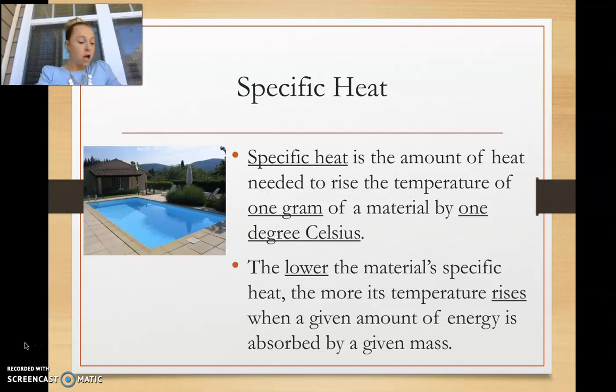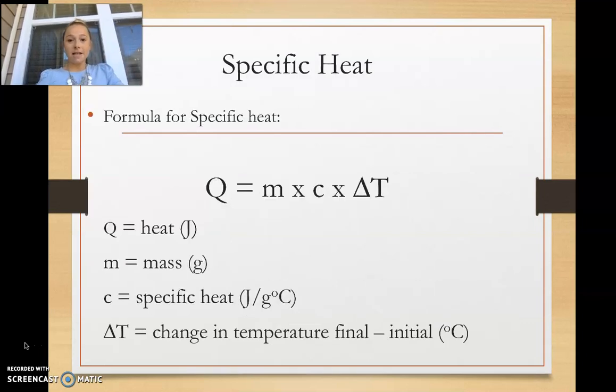by a given mass. So if you open your books and you look at page 476, there is a chart there that gives you some specific heats of selected materials. You do not need to memorize those, but it's always a good thing to look at and see. We will be using water a lot in some of these problems just because that's one of the things that we use daily. What I do want you to look at is this formula.